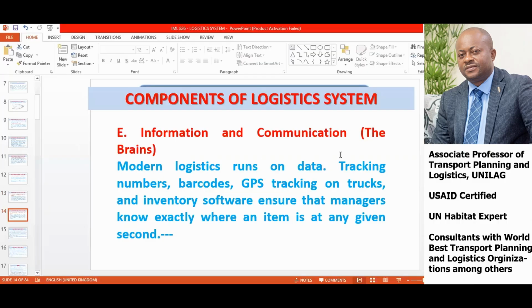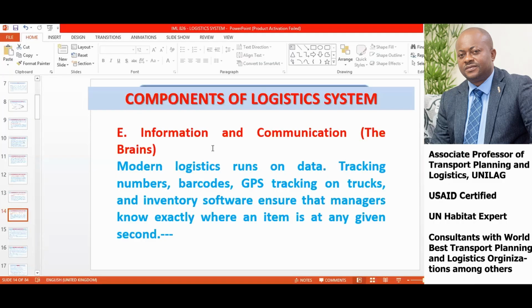Okay, now the last one here is information and communication, the brains. Can somebody help to read this? Information and communication, the brains. Modern logistics runs on data, tracking numbers, barcodes, GPS tracking on trucks, and inventory software. And inventory software ensures that managers know exactly where an item is at any given second. Thank you.